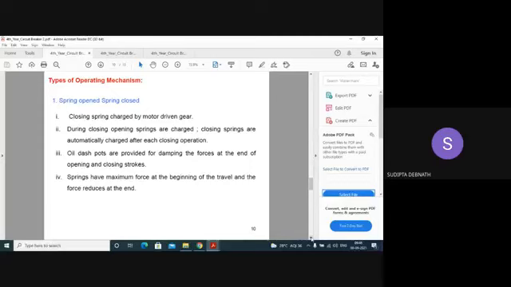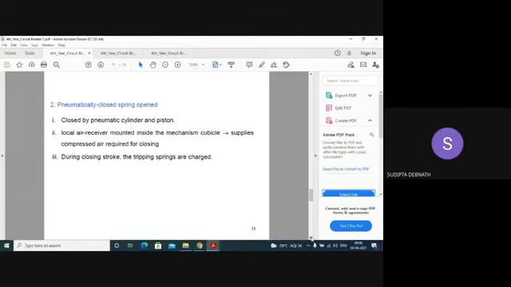Next, pneumatically closed and spring open. Here the closing operation is performed by a pneumatic cylinder and piston. A local air receiver is mounted inside the mechanism cubicle. So that is one air receiver, that means there is one compressed air chamber.